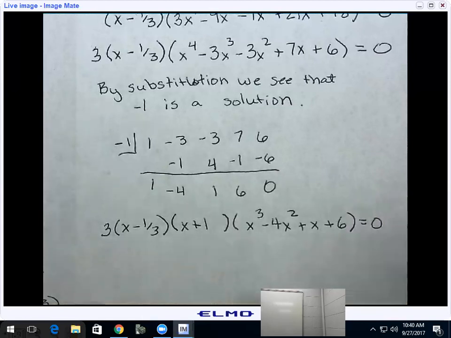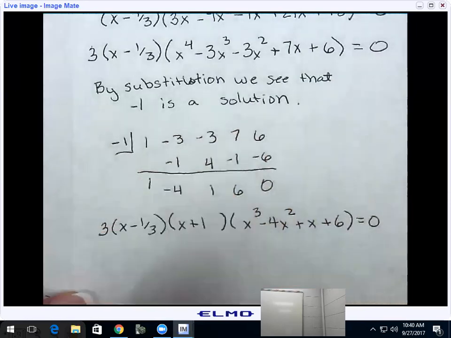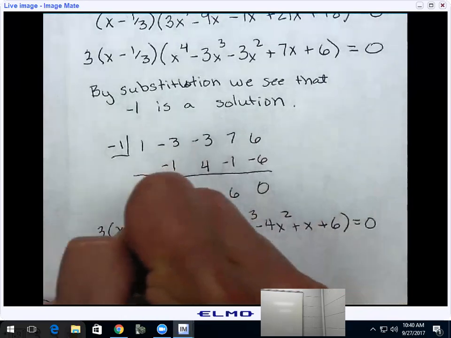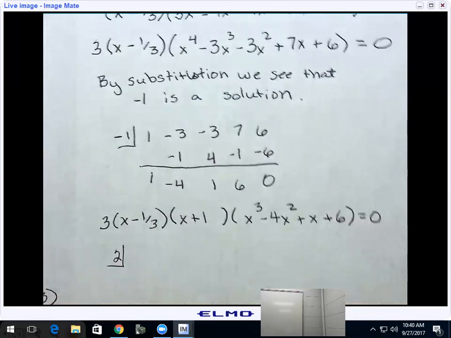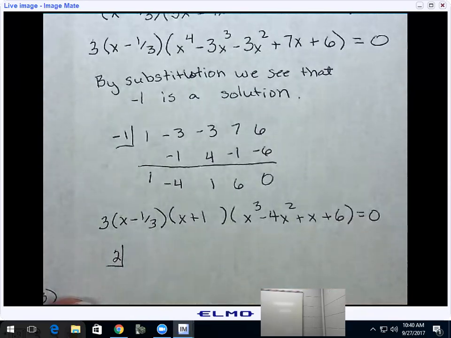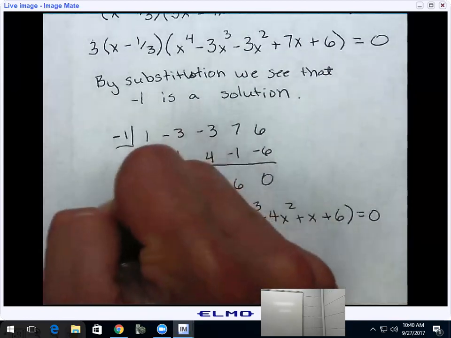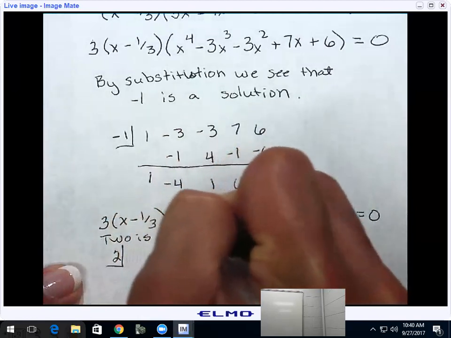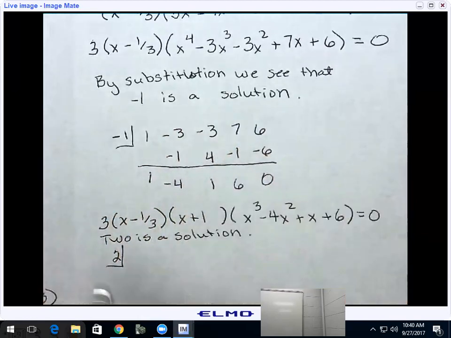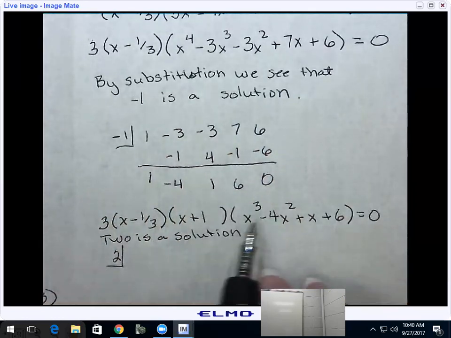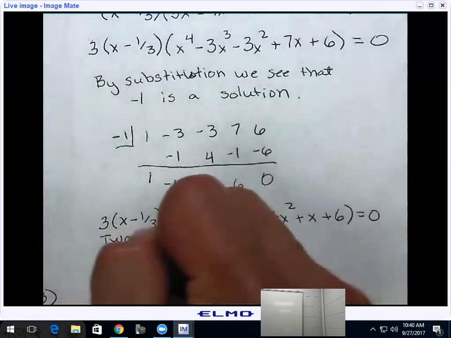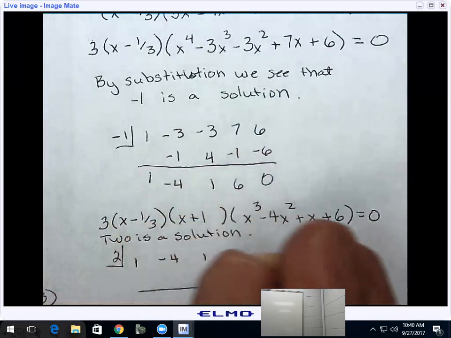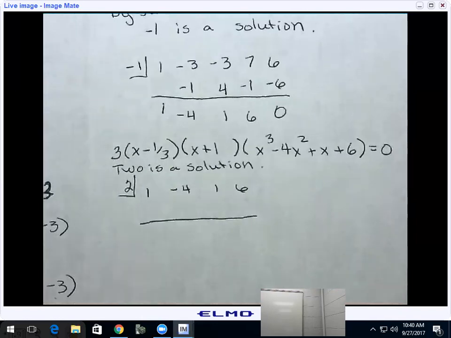2? Somebody found 2? All right. Maybe y'all should do tonight's homework as a group. Just go to the Learning Center with the calculator and try different numbers until you find what works. If 2 is a solution, then I should be able to do synthetic division with these coefficients, 1, -4, 1, 6, and get 0 remainder again.